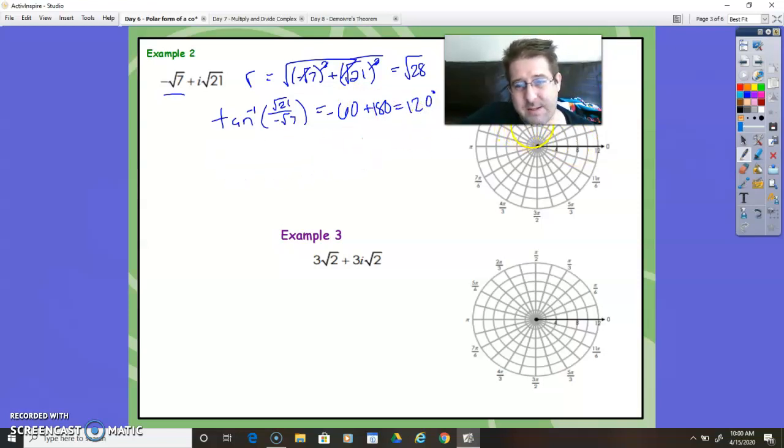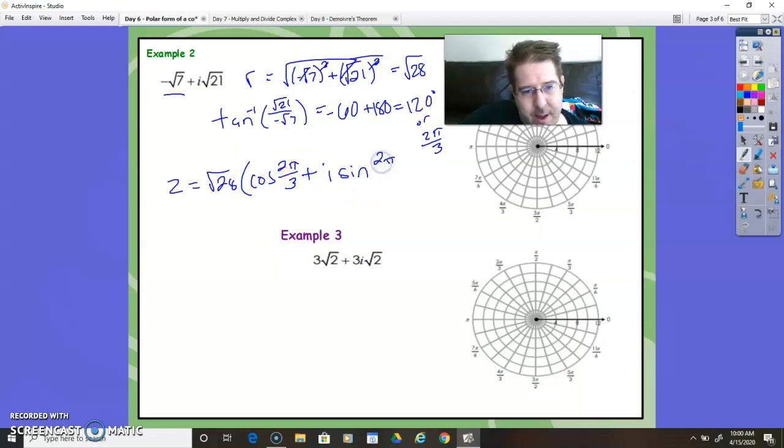120 degrees is, let's see, 60 degrees less than 180. So that's really a 60 degree angle, which would be pi over 3. So this is really 2 pi over 3, it's the exact same thing. So I'm going to write it out. z equals square root of 28 times, I'm going to use my radians, so cosine of 2 pi over 3 plus i times sine of 2 pi over 3. And there you have it.